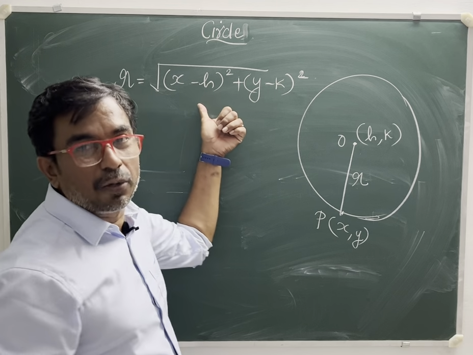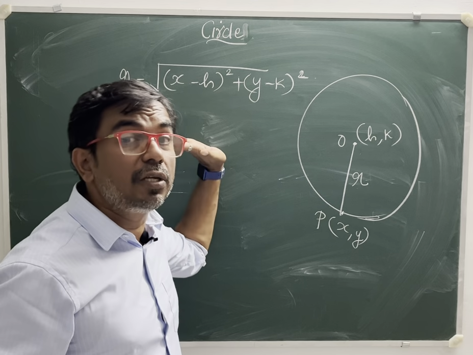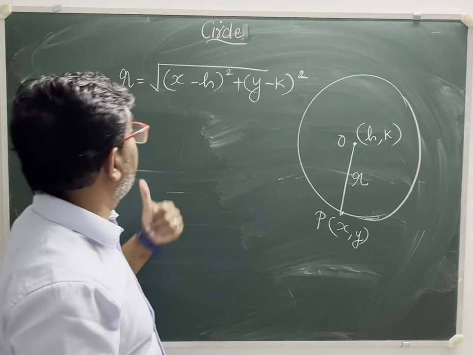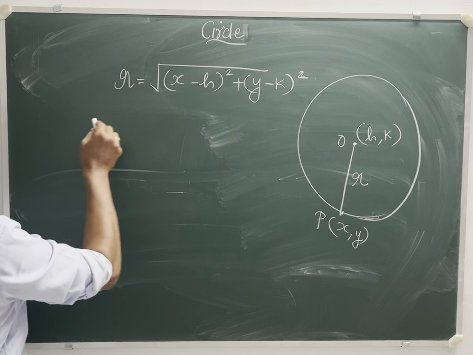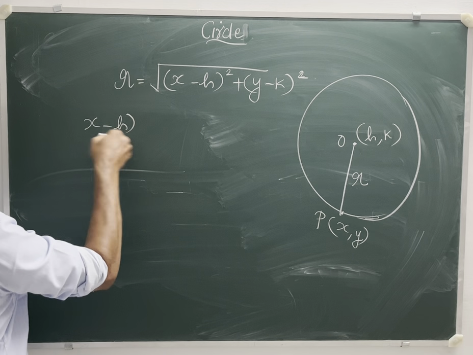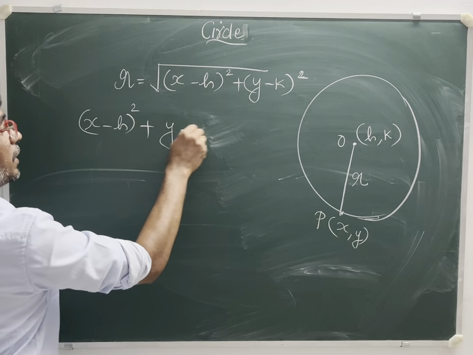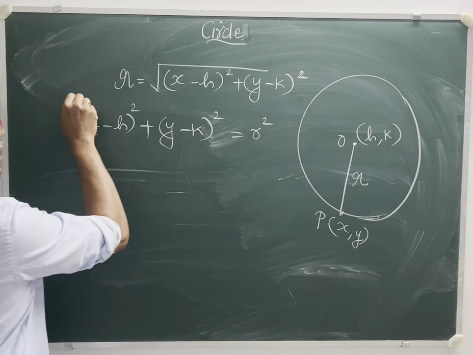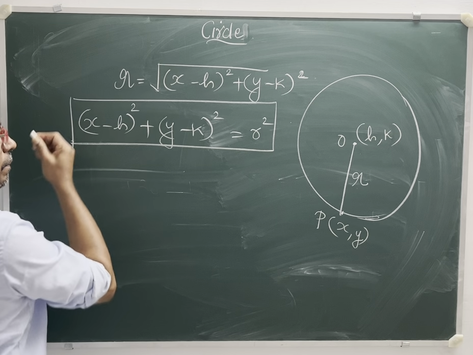Only thing, this doesn't look nice with the square root. To remove the square root, we will square on both sides. When I square on both sides, the square root will go and I will get x minus h the whole square plus y minus k the whole square is equal to r square. This is our equation of a circle.